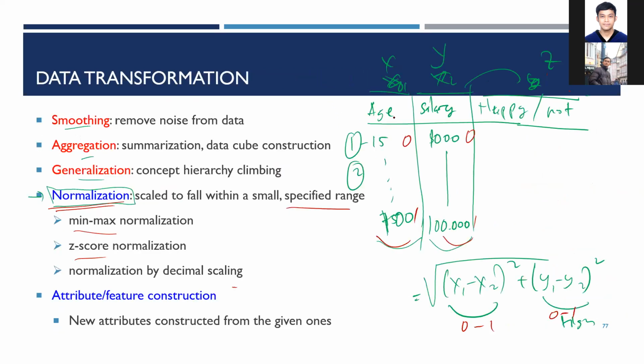So for the age, x equals x minus min over max minus min. Then for salary, we also use this formula, but maybe the minimum value is 1,000 and the maximum value is 100,000. Okay, got it. Any other question?